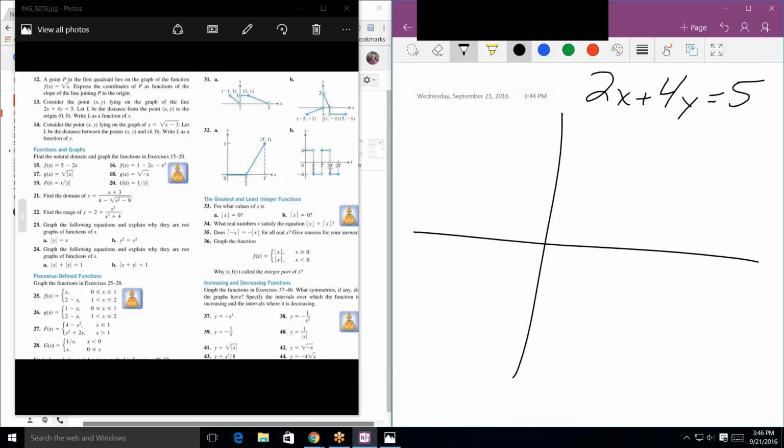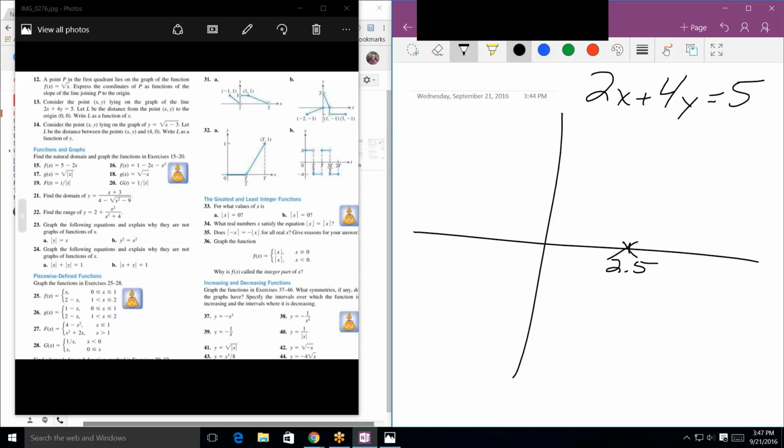Well, the x-intercept is where y equals 0, so what's the x-intercept? You have to make everything equal 0. So just make y 0, and then solve what's left. You get 2x equals 5, so x equals 5 over 2, 2.5. So this point is the x-intercept. Now solve for the y-intercept: let x equal 0.